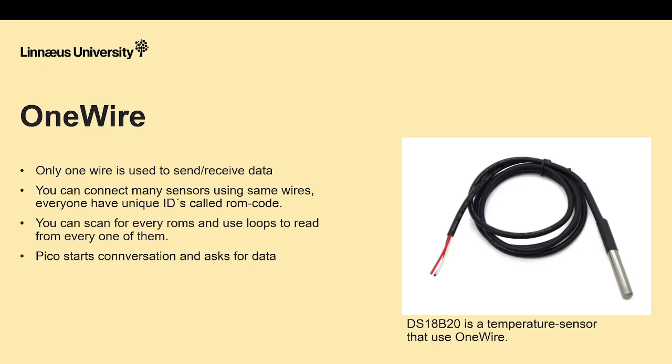In this example I will use this sensor that measures the temperature using one wire, and you can find it in ElectroKit or on Amazon or in most places. This is the DS18B20.